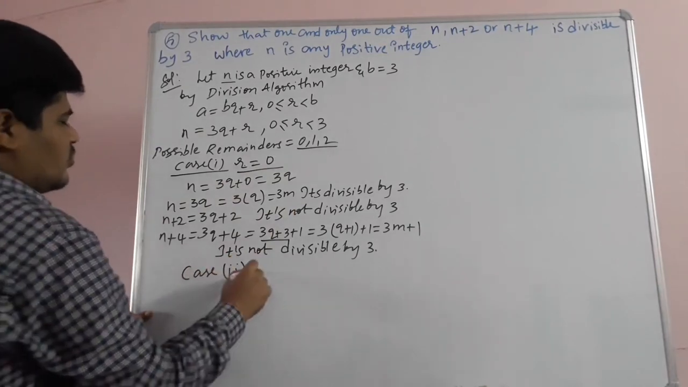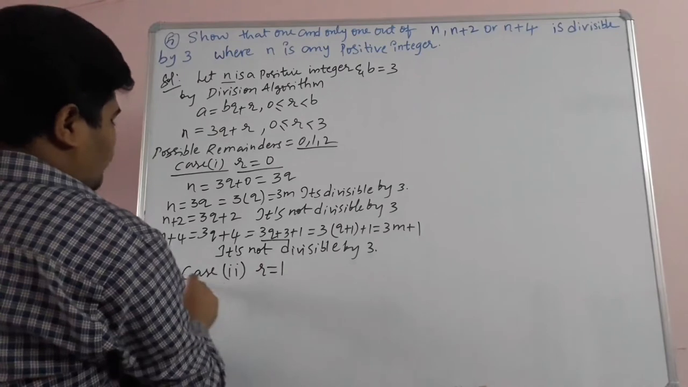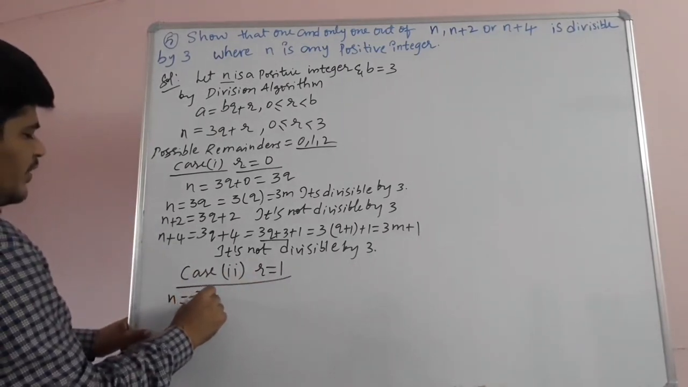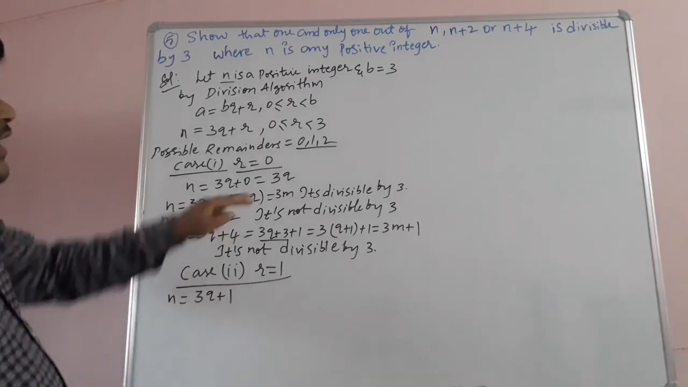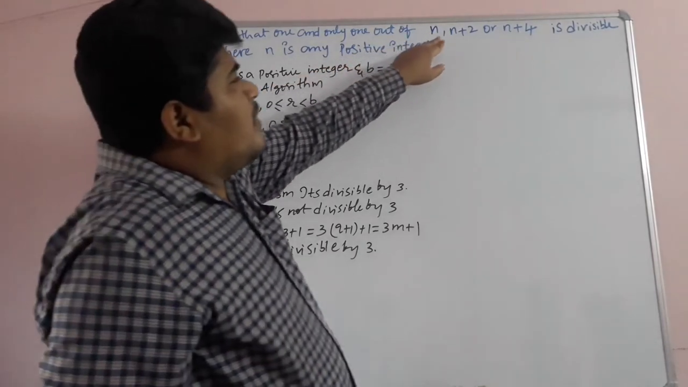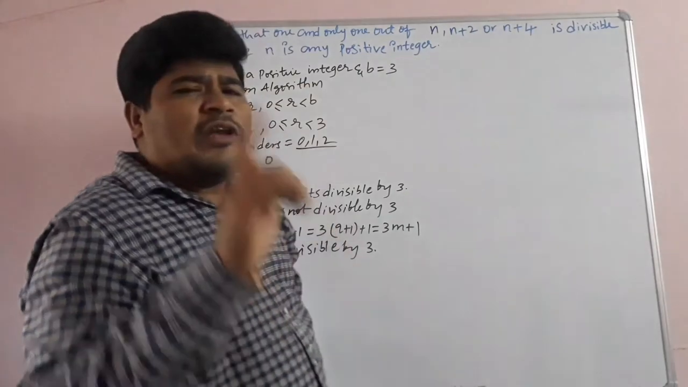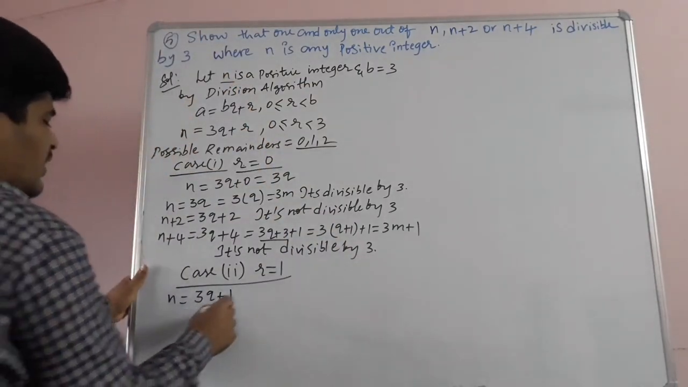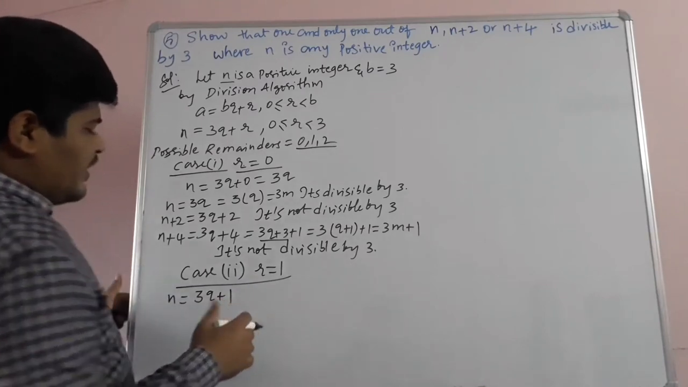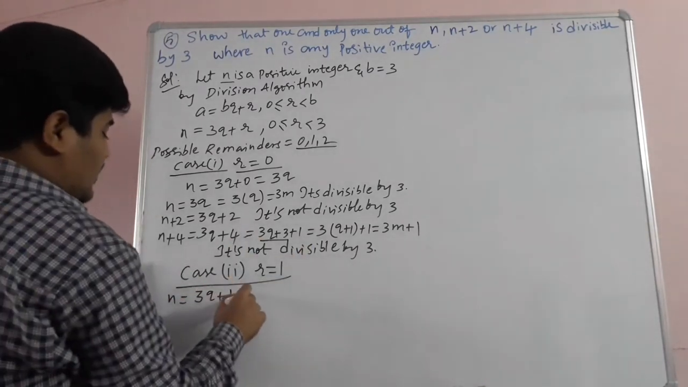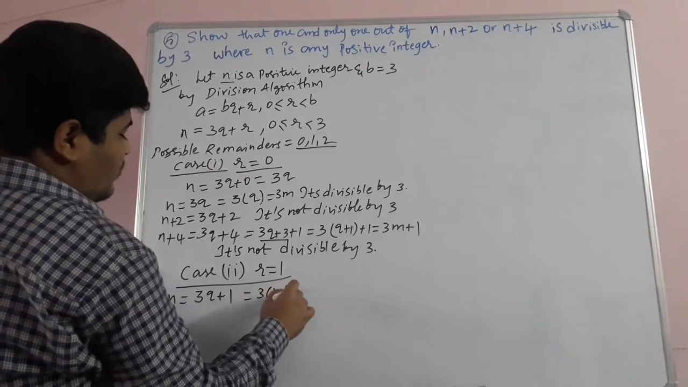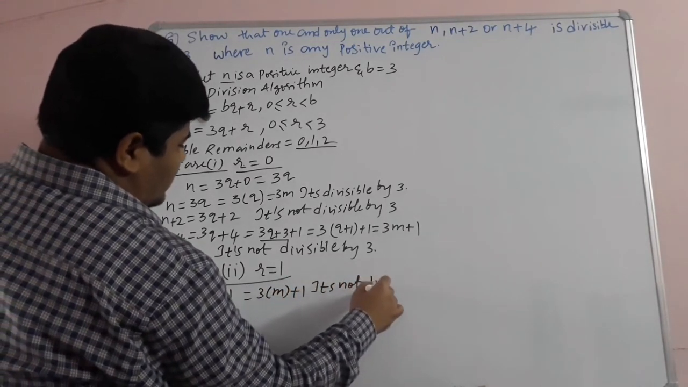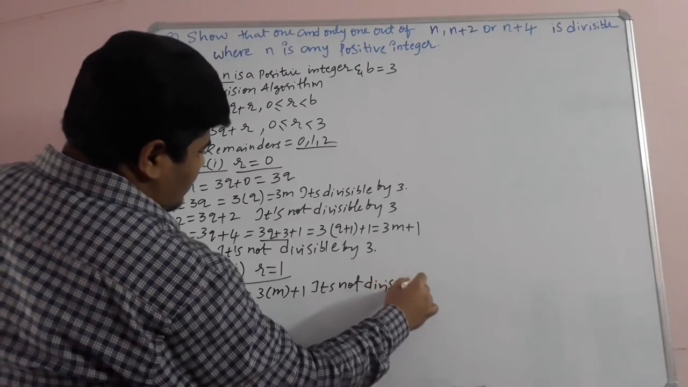So children, in case 2, what is the remainder? r is equal to 1. So in this case, n is equal to 3q plus 1. They are asking out of n, n plus 2, n plus 4, only 1 is divisible by 3. So n is equal to 3q plus 1. Children, it is in the form of 3 into something plus 1, 3m plus 1, 3 multiple plus 1. So it's not divisible by 3.